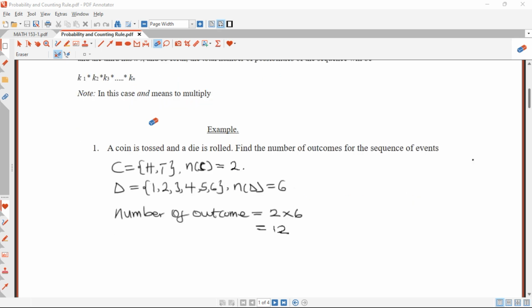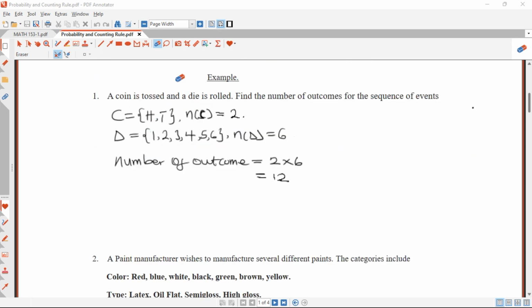So let's walk through some examples to really appreciate what we are discussing. The first question says, a coin is tossed and a die is rolled. Find the number of outcomes for the sequence of events. When we toss a coin, the sample space is a head and a tail, so the number of observations is 2. When you roll a die, we have 1, 2, 3, 4, 5, 6, so the number of observations is 6. For the number of possible outcomes of the sequence, we just multiply 2 by 6 to get 12.